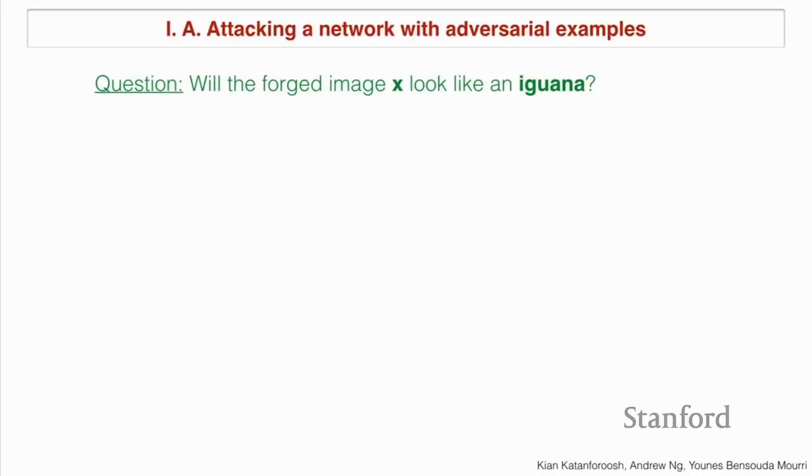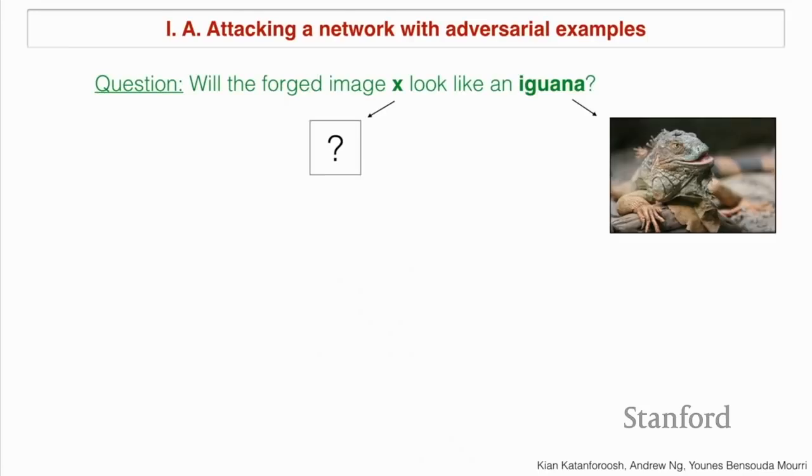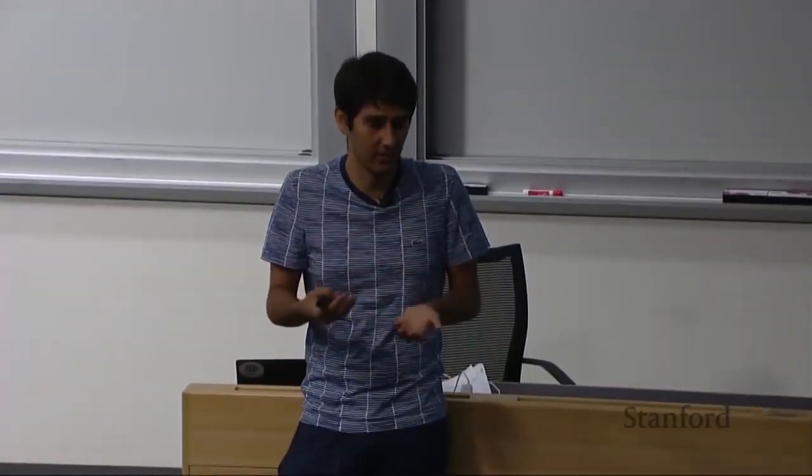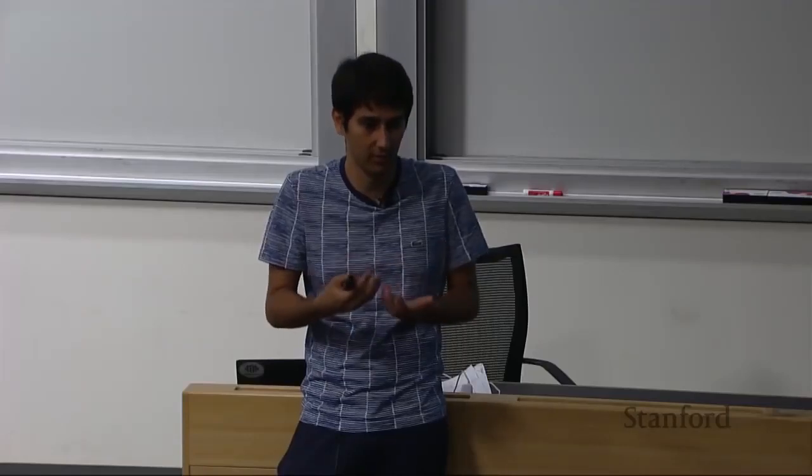Are we guaranteed that the forged image X, this one, is going to look like an iguana? Who thinks it's going to look like an iguana? A few. Who thinks it's not going to look like an iguana? Okay, majority of people. So can someone tell me why it's not going to look like an iguana? Matching a vector to a vector. Okay, so you're saying the loss function is very unconstrained. So we didn't put any constraint on what the image should look like.